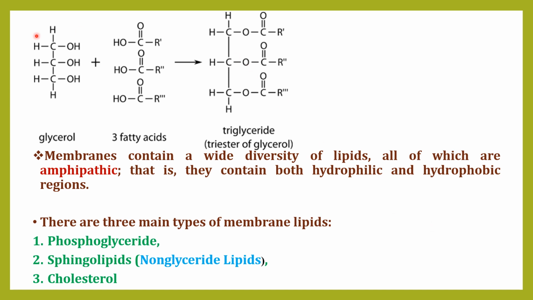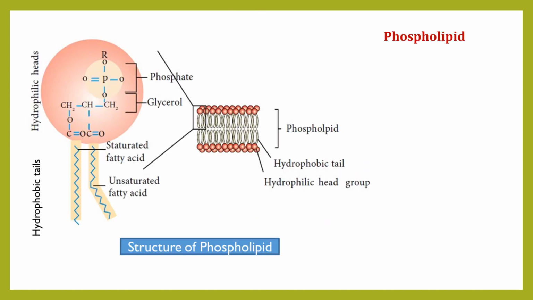So this is the structure of glycerol, 3 carbons with hydroxyl groups, 3 fatty acid chains, and they form the triglyceride. Most membranes contain a wide diversity of lipids, and all are amphipathic, that is they contain both hydrophilic and hydrophobic regions. There are three main types of membrane lipids. First is phosphoglycerides. Second is sphingolipids, which are non-glyceride lipids that do not contain the glycerol backbone, and third is cholesterol. Okay, so first we discuss the phosphoglycerides.